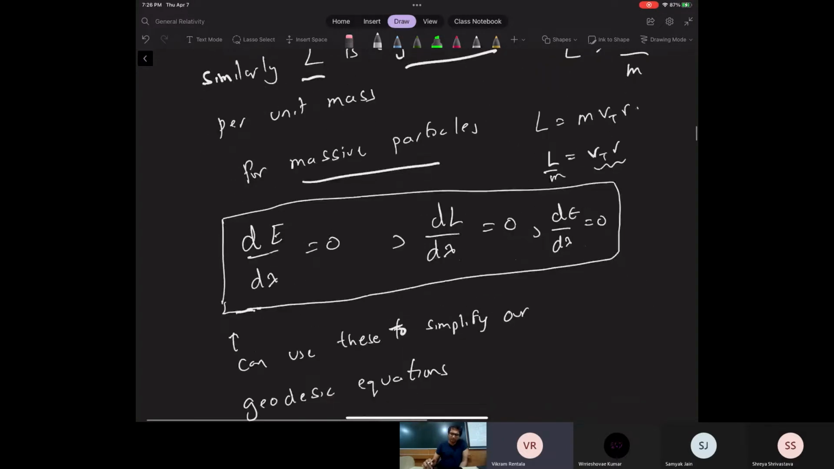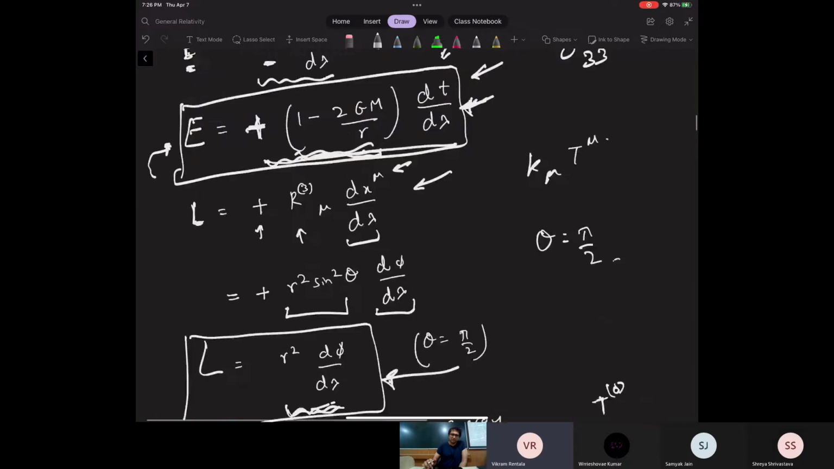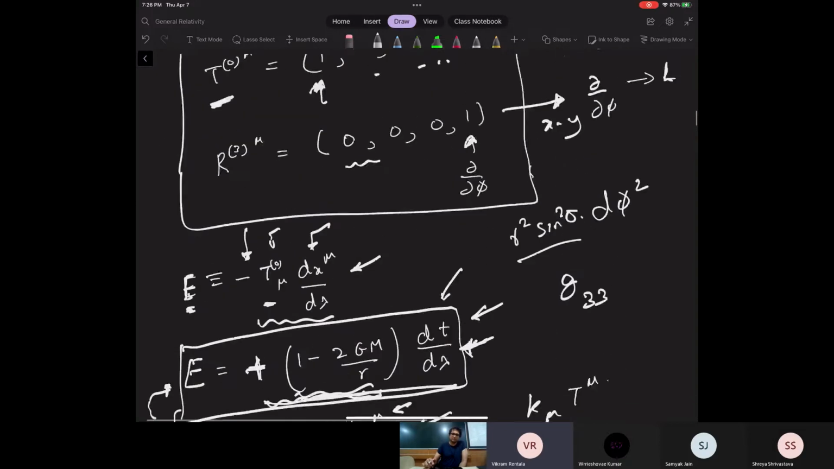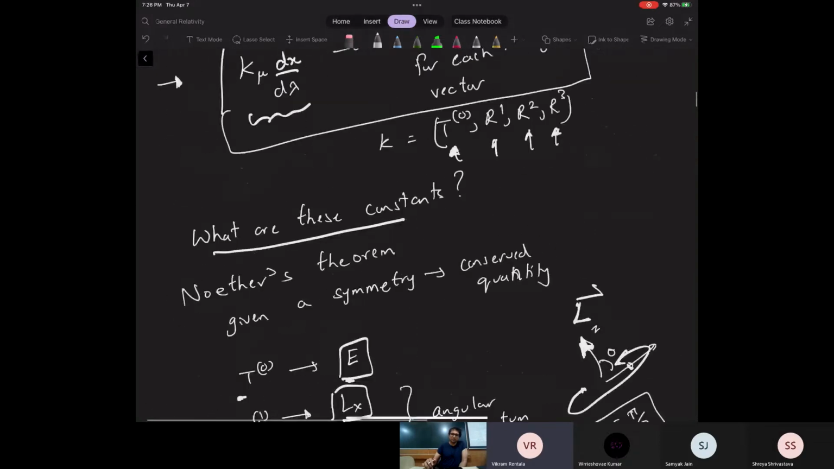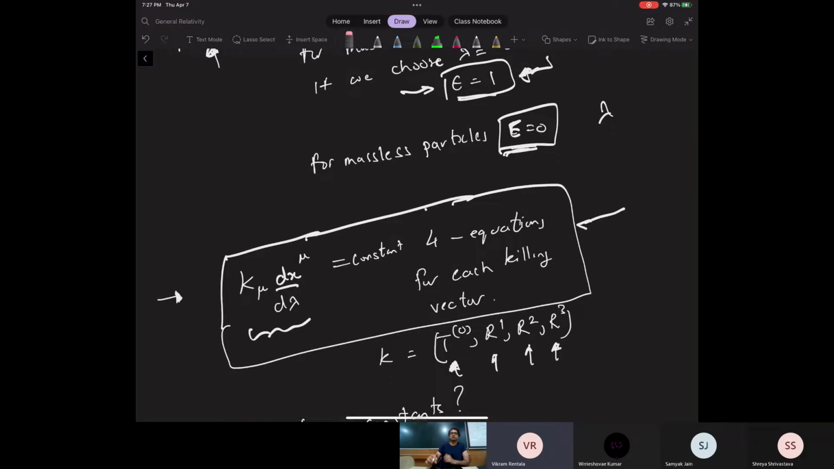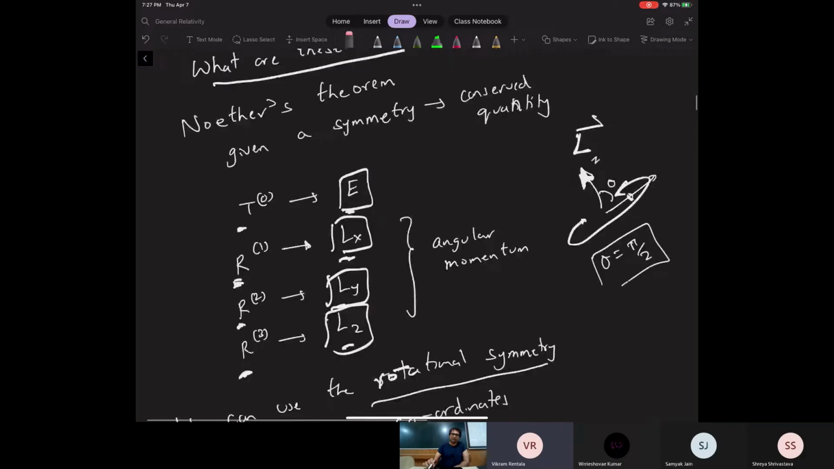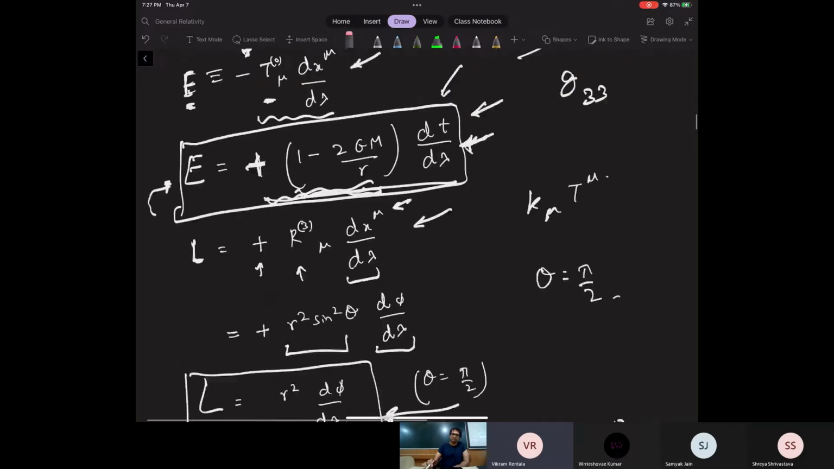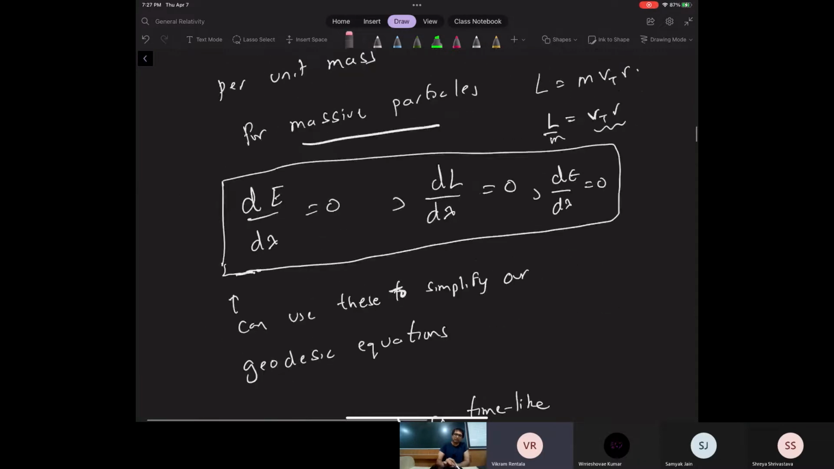Now this is rather beautiful, because we have three quantities which are conserved along the trajectory. We have epsilon, which is conserved. If we choose our affine parameter carefully, epsilon is either 1 or 0: 1 for massive particles, 0 for massless particles. We also have L, which is conserved, and E, which is conserved. So along the trajectory, dE/dλ is 0, dL/dλ is 0, and dε/dλ is 0.